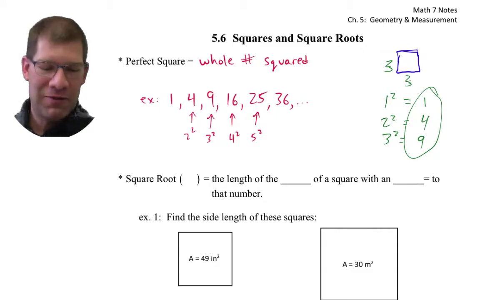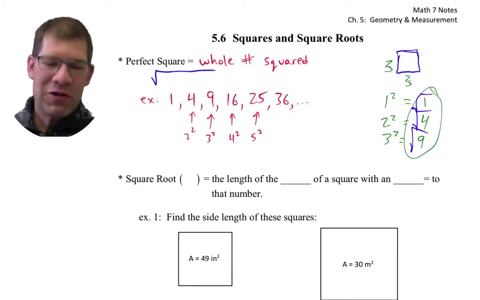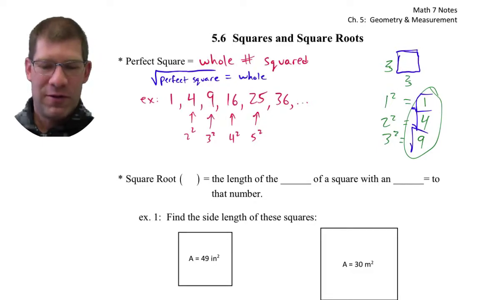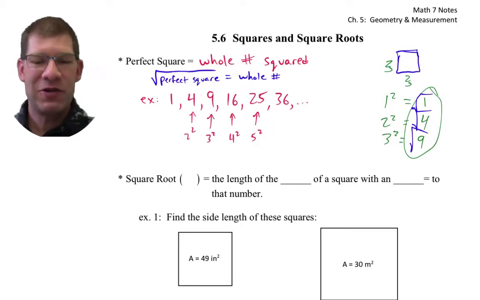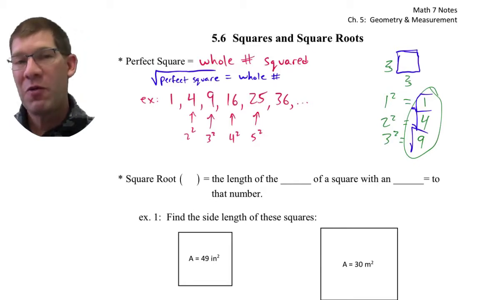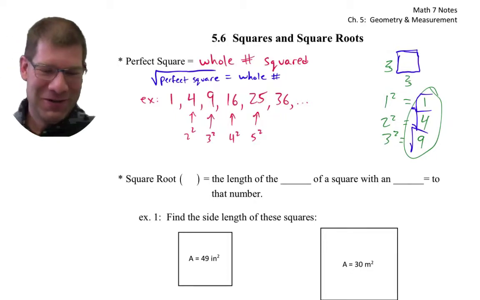Another way that you could look at it, I'm going to flip this over to a different color, is if we wanted to get from 4 to 2, or from 9 to 3, you could say the square root of a perfect square equals a whole number. But basically, the real definition, I'd stick with this part here in red. A perfect square is going to be a whole number, a number without a decimal, squared. Whew, it's not pretty today.